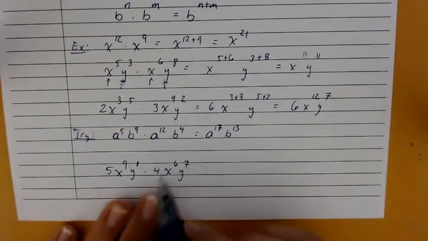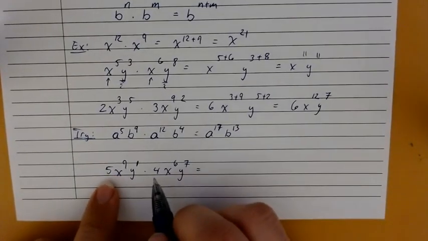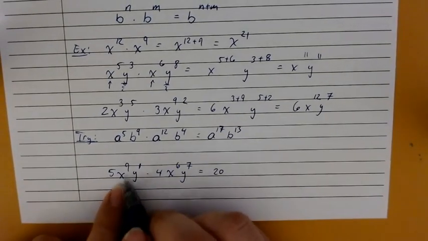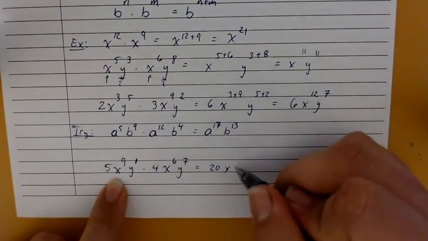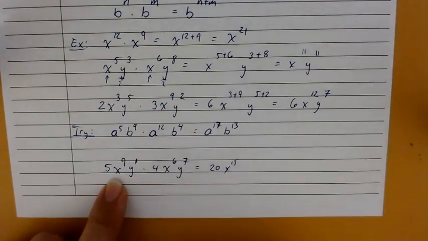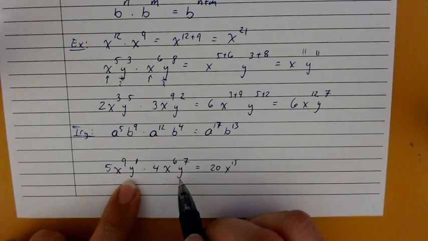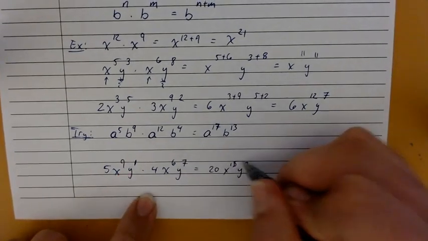And there we go. Here, these are just regular numbers, so those multiply together the way we normally multiply numbers. 5 times 4 would give us 20. X to the power 9 times x to the power 6 will be x to the power 9 plus 6. That's 15. Y to the power 1 times y to the power 7 would be y to the power 1 plus 7. Or in other words, y to the power 8. Just like that.